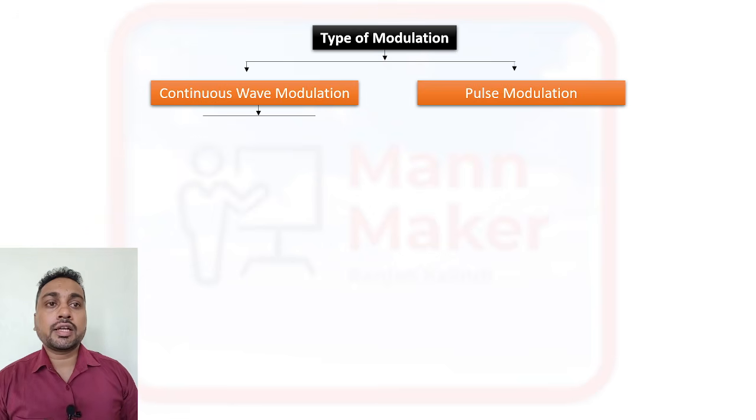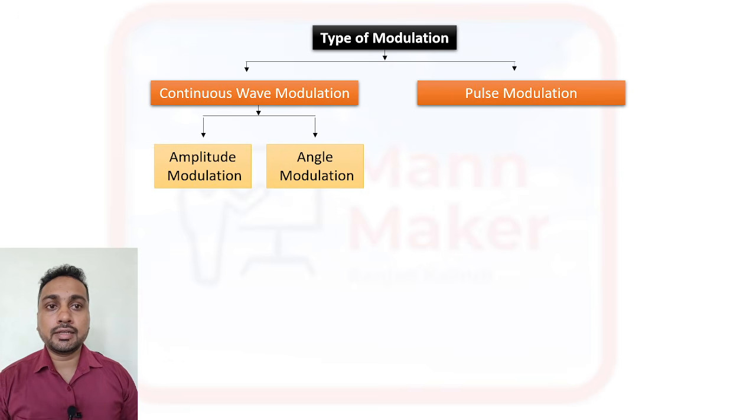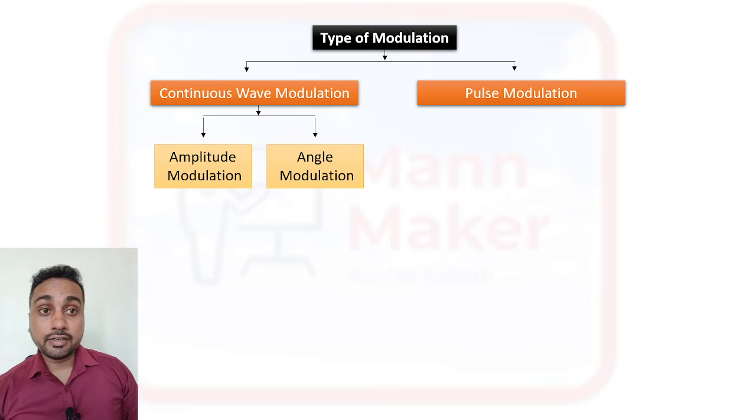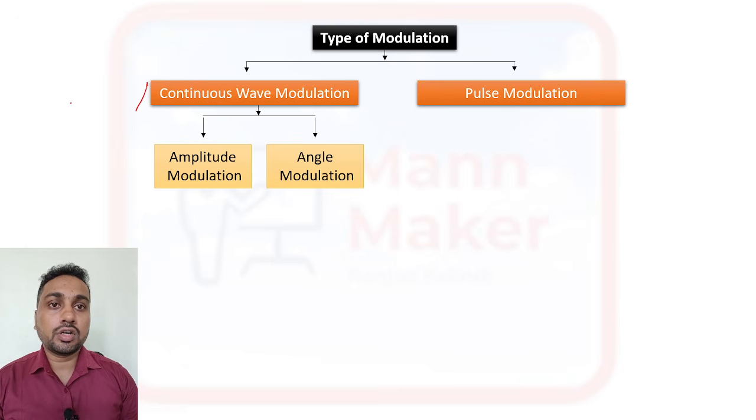Now in continuous wave modulation, we have two types of modulation: amplitude modulation and angle modulation. This continuous wave modulation is also called analog.